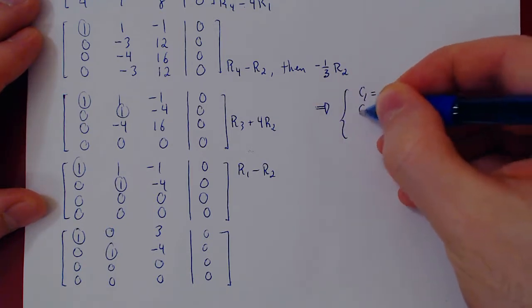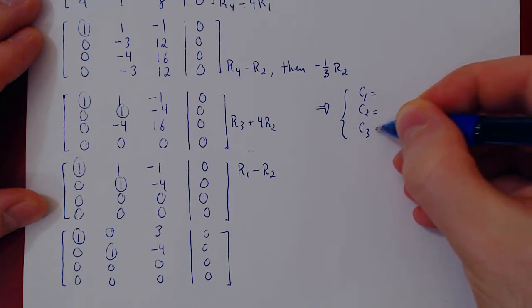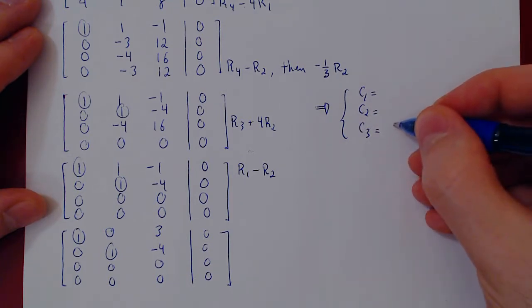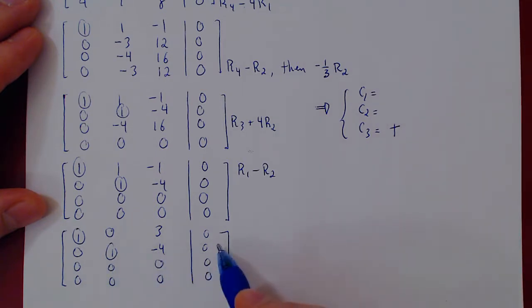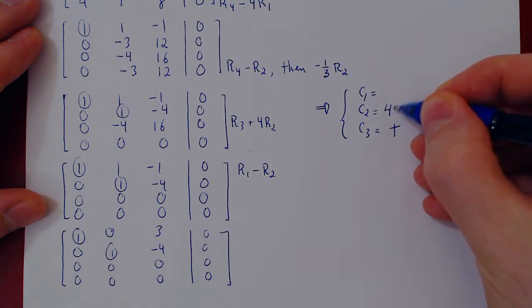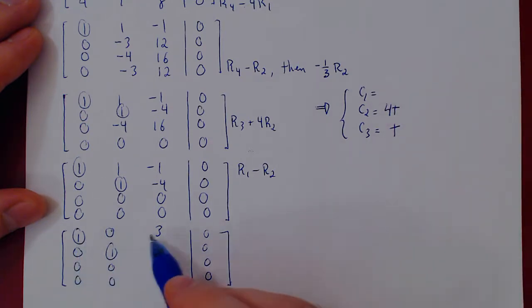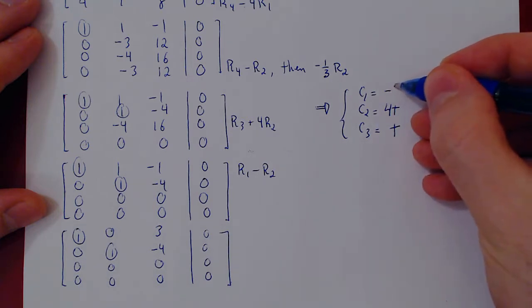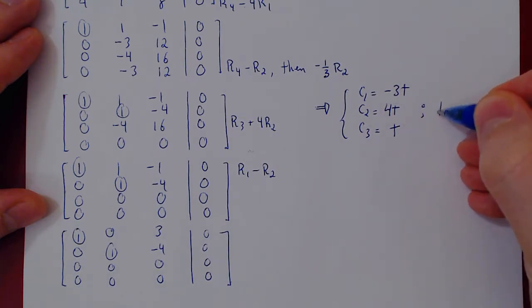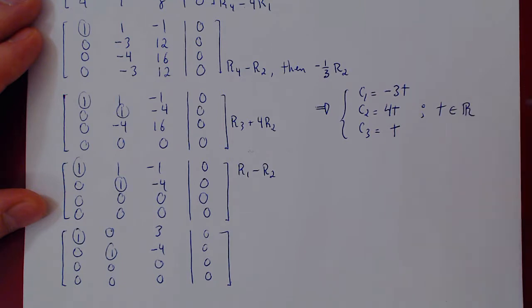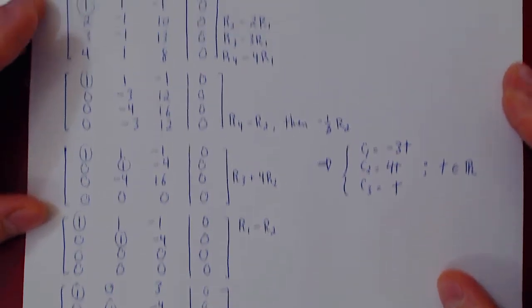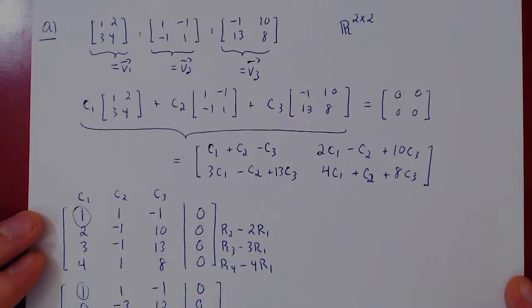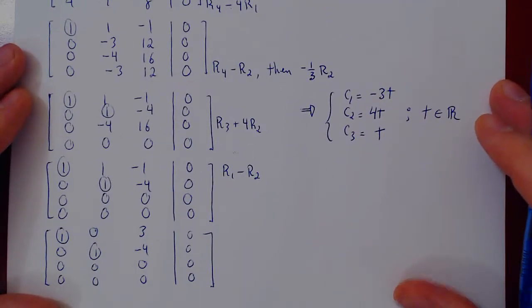Let us write our solution set here. So C1 equals, C2 equals, C3 equals. Well, C3, as we said, is a free variable, so we can call it T. Then we can solve for C2 as being 4C3, therefore 4T. And we can solve for C1 being negative 3C3, negative 3T. And again, T is a parameter, so it can range over all real numbers. So we have an infinite number of solutions. Therefore, the original three matrices are linearly dependent. And this is our conclusion.